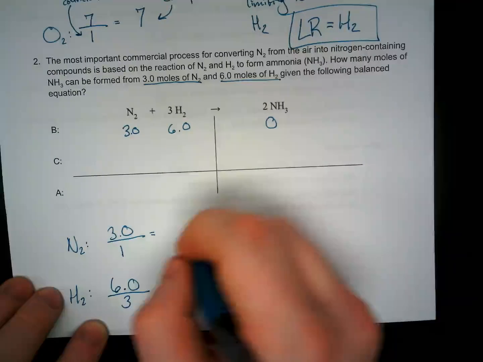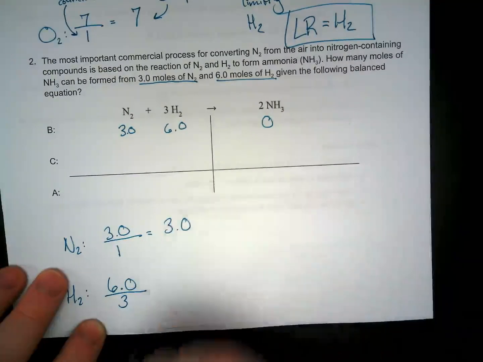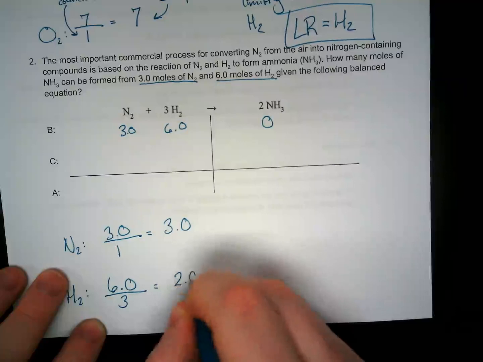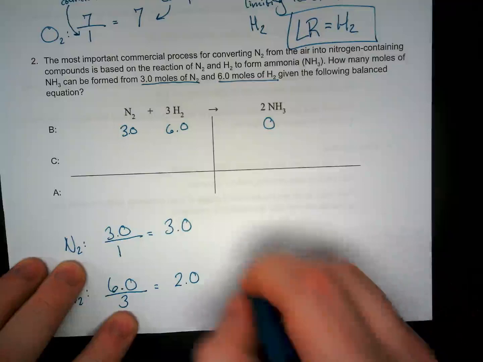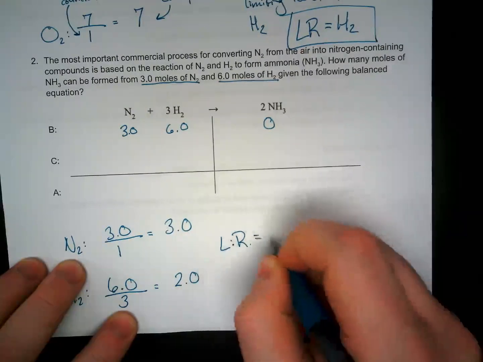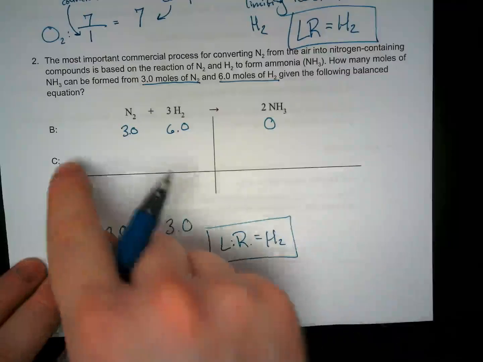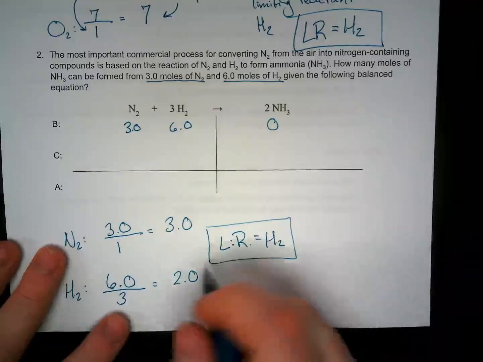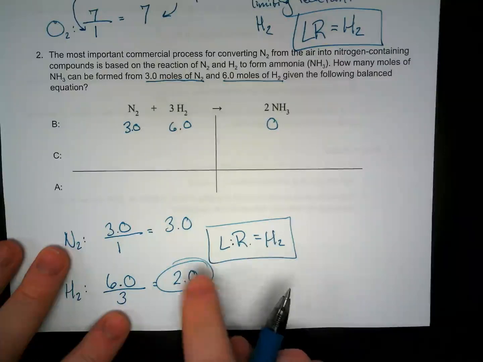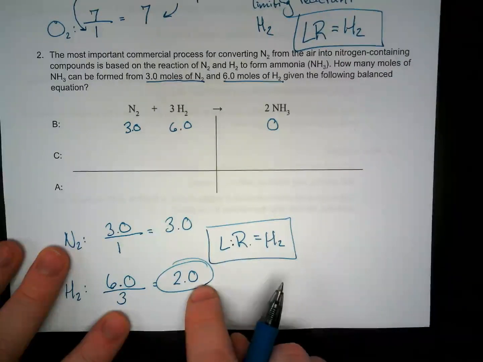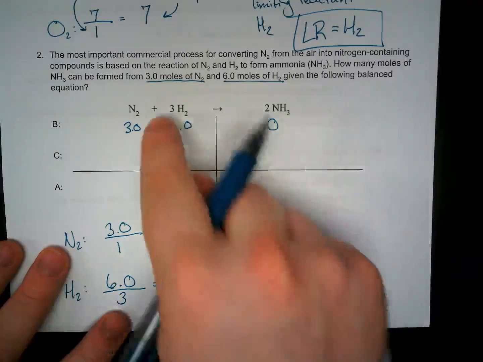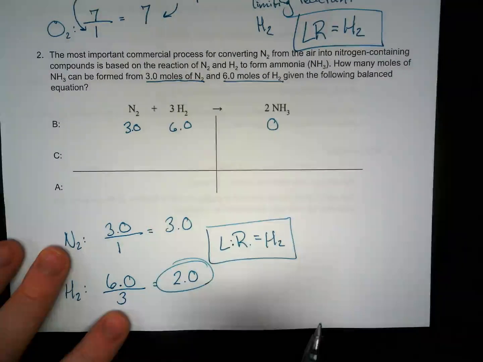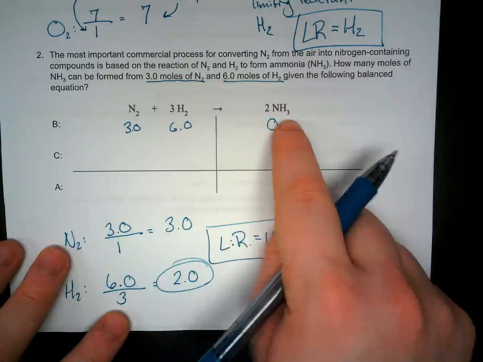And now I divide. So 3 divided by 1 is going to be 3. 6 divided by 3 is going to give me 2. So my limiting reactant in this case is going to be H2. Now this is where the change line comes in. We're going to use this number to multiply with the coefficient found in this chemical equation.